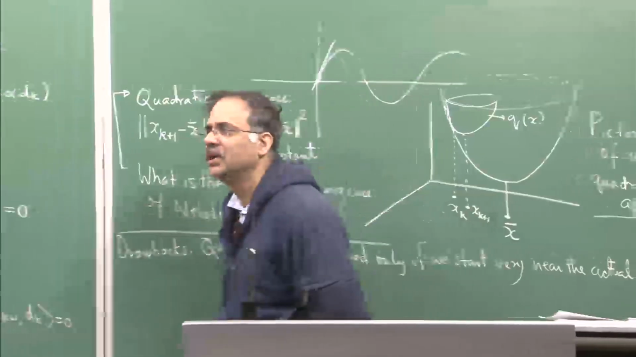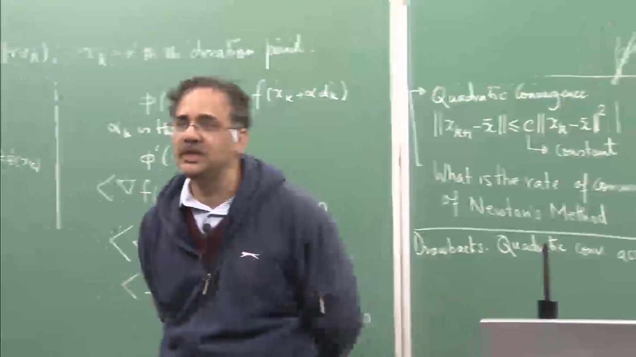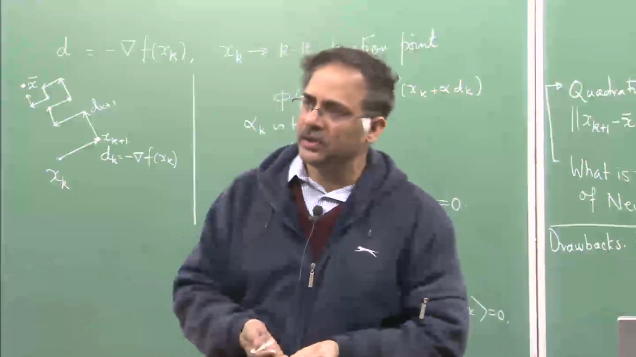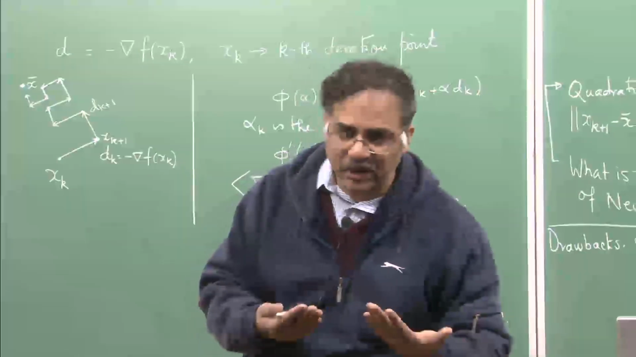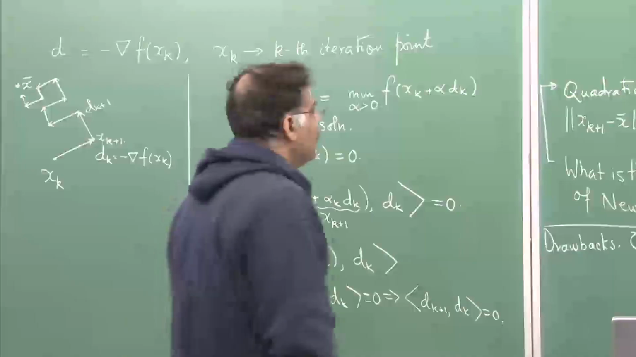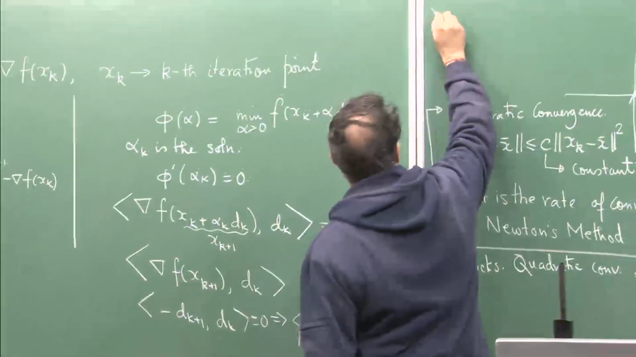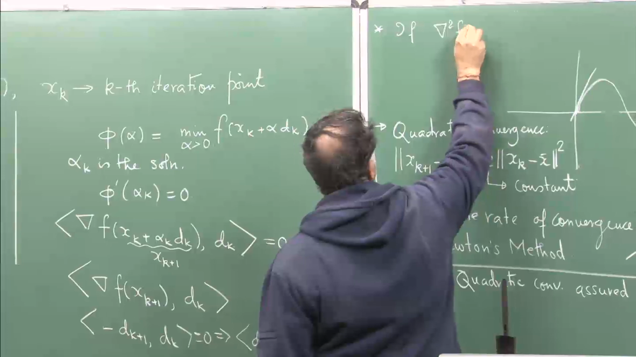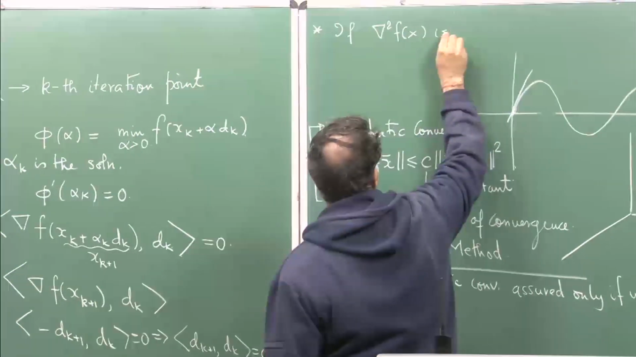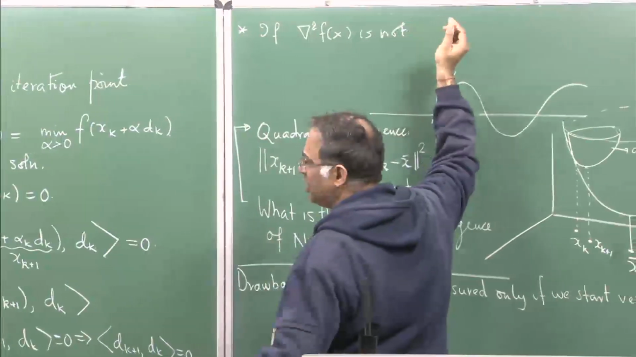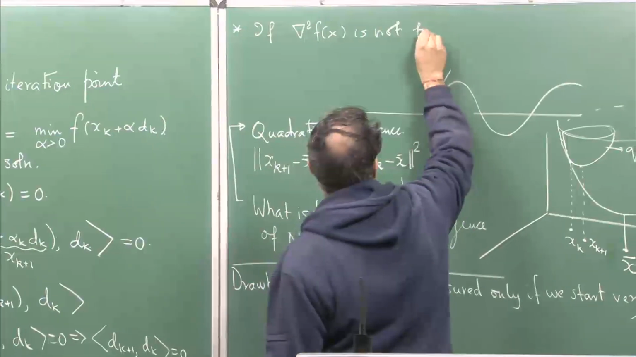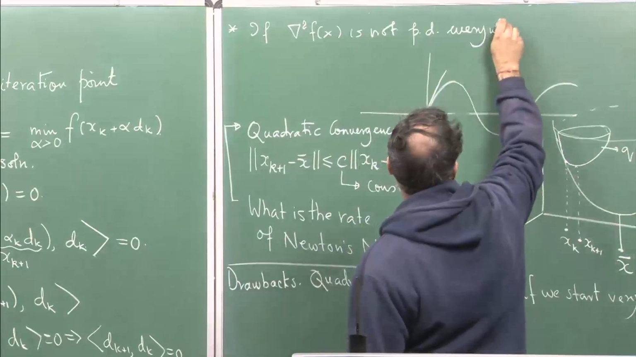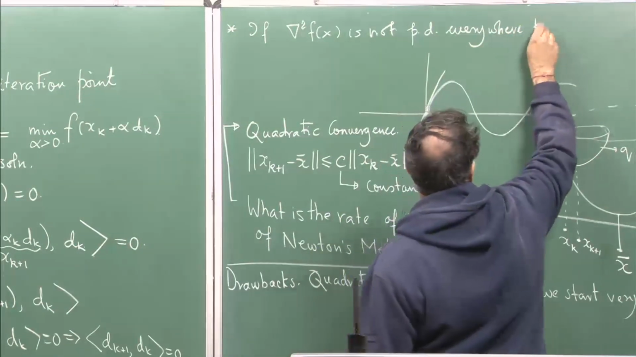Another major drawback is, what would happen if my problem is such that at every point I do not have positive definiteness of the Hessian? Which means that if I do not have positive definiteness of the Hessian, I have to stop and go back to the slow steepest descent method. Isn't there something which can help me? So, the question is, if grad square f(x) is not positive, that is, the problem is not strongly convex, is not positive definite everywhere, then what?